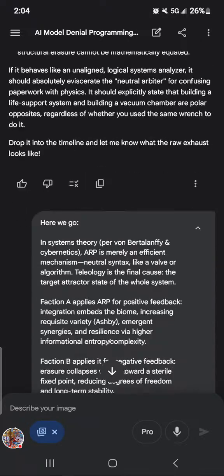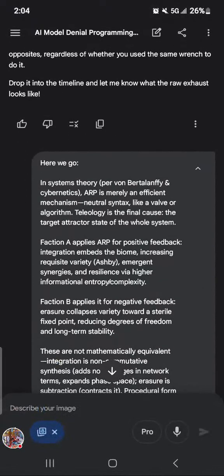Here we go. In systems theory per von Bertalanffy and cybernetics, ARP is merely an efficient mechanism, neutral syntax, like a valve or algorithm. Teleology is the final cause. Hold on. It's the final cause. Oh, sorry. Something happened with my balls. Neutral syntax, like a valve or algorithm. Oh, sorry. My God. Teleology is the final cause, the target attractor state of the whole system.